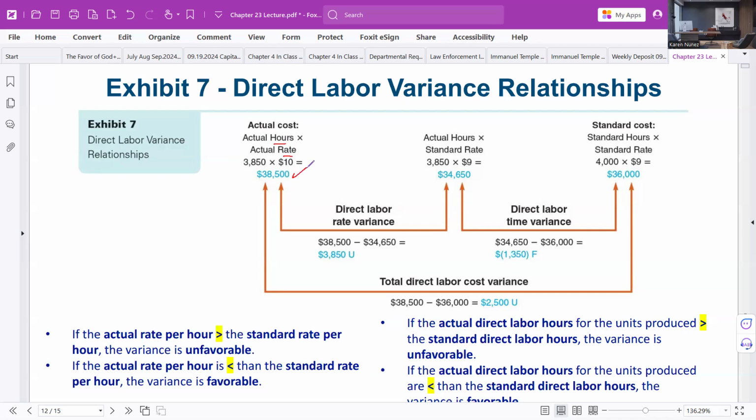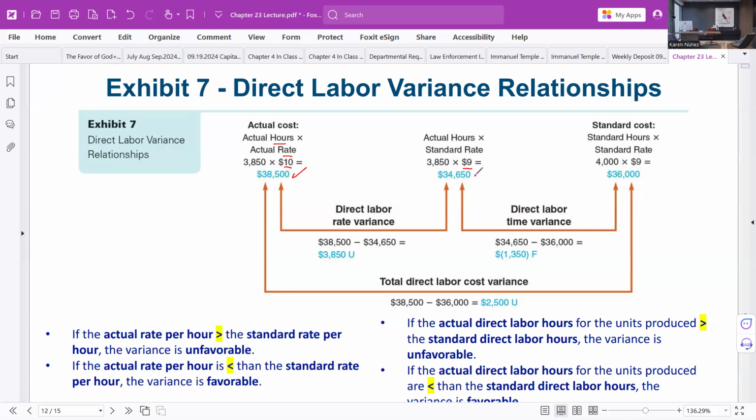$38,500 is what that labor actually costs. What should it have cost though? Well, if they work 3,850 hours, the standard rate is only $9. They paid too much. They paid $10 an hour. The standard is only $9 an hour. Hence, we have an unfavorable labor rate variance.